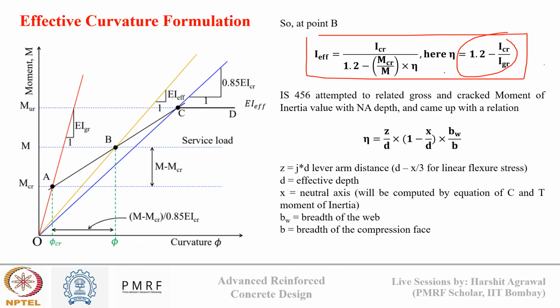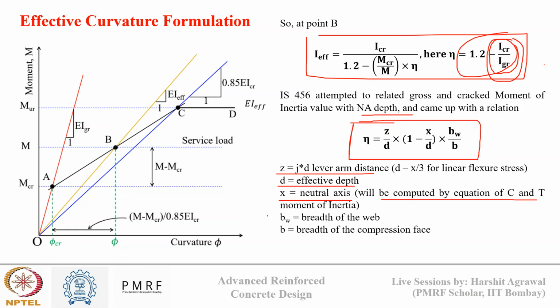Now what the IS code has done, they have tried to relate this gross moment of inertia and cracked moment of inertia with neutral axis depth, and they came up with this relationship for eta. So eta is equal to 1 by z times (1 minus x by d) times bw by b. This relationship they derived so that we can relate gross moment of inertia and cracked moment of inertia. Z we know is the lever arm distance, D is the effective depth, X is the neutral axis depth, which can be computed by equating the compression and tension moments. BW is the breadth of web, and B is the breadth of compression face. So using this relationship we can calculate the value of eta.